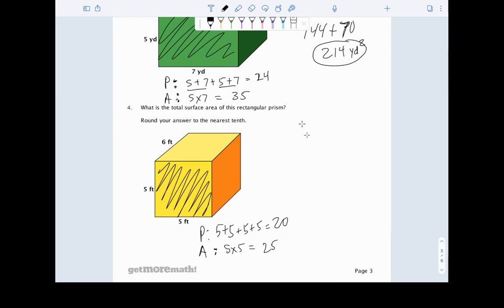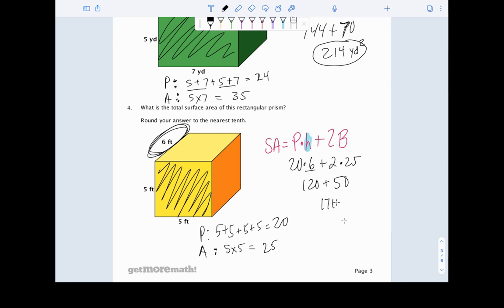So, get that formula going again. Perimeter is 20 times the height plus 2 times the base, the area of the base, so that's 50. And then my height, again, is just the one I haven't used yet. It's the one between the bases, so it's 6. That's 120. That's going to be 170 feet squared.